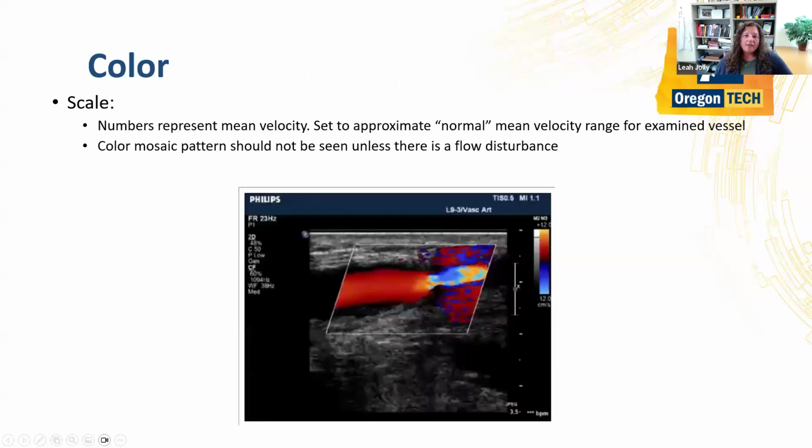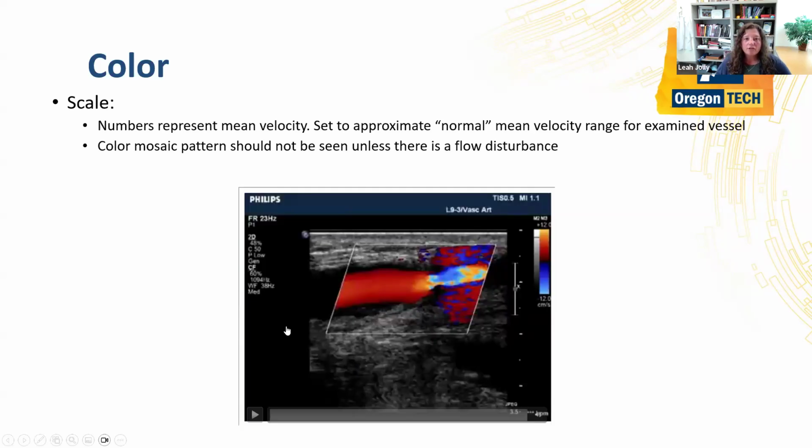All right, color scale. The numbers on the color scale, so above and below, represent the mean velocity being detected in that area. So you want to set those numbers to the approximate normal mean velocity range for the examined vessel. So if you're scanning a carotid artery, we know that carotids are typically over 100 centimeters per second, but you might only want your color scale set closer to 50 so that you can pick up flow that's higher than that and you can pick up flow that is lower than that.